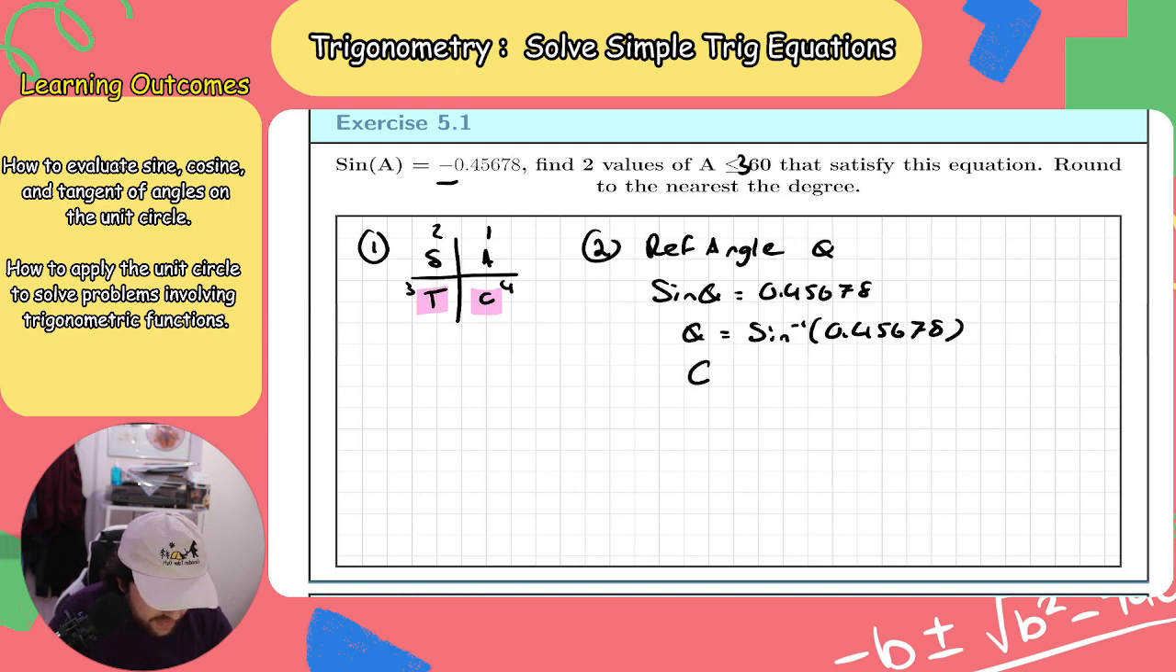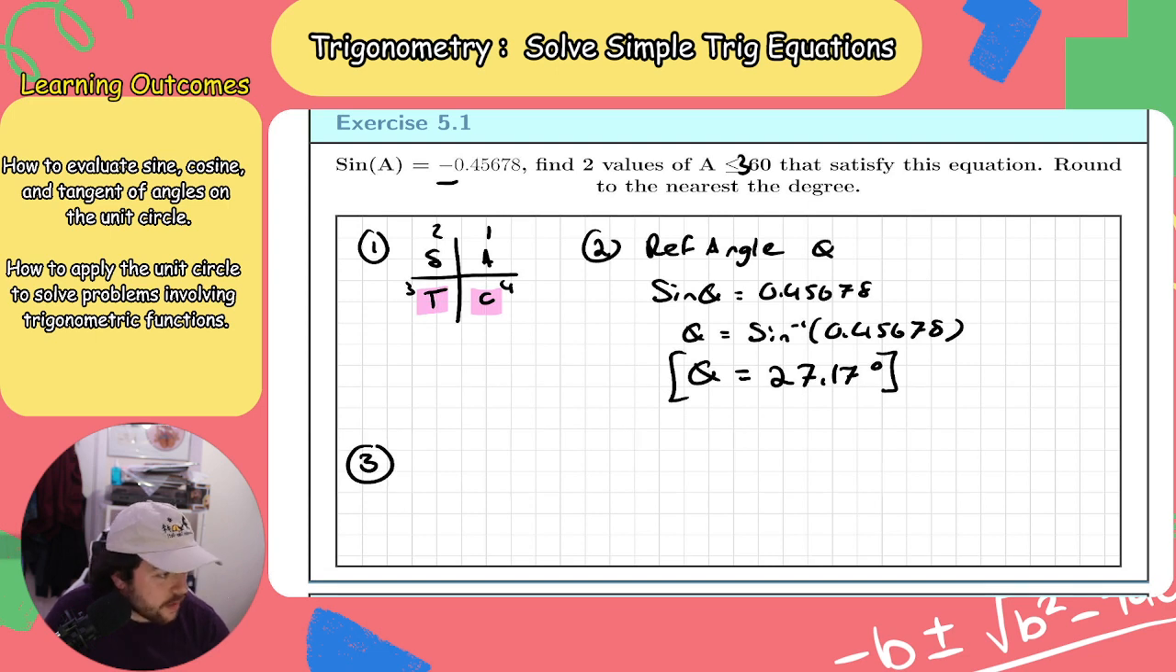I'm going to get theta is equal to 27.17 degrees. That's my reference angle. So now I have my reference angle. And step 3, I'm going to use my knowledge here of my quadrant.